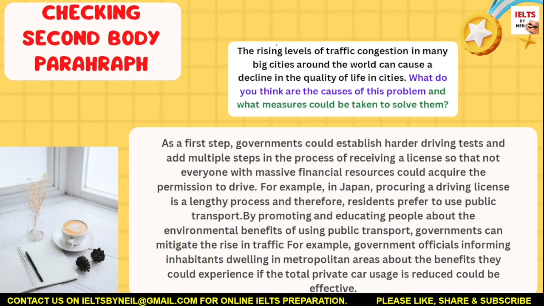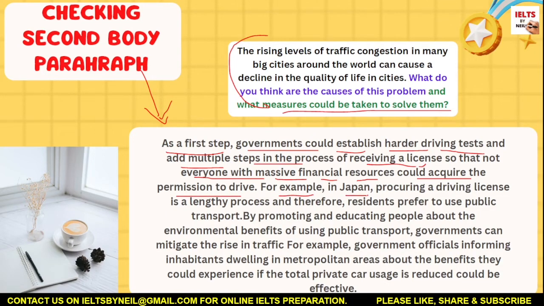Okay. So this is the question again. The second body paragraph. As a first step, now the student will be writing about the solutions or the measures that should be taken. Okay, and in the introduction, the student mentioned that society and government can take some steps to solve this problem. Now let's see. Government could establish harder driving tests and add multiple steps in the process of receiving a license, so that not everyone with massive financial resources could acquire the permission to drive.